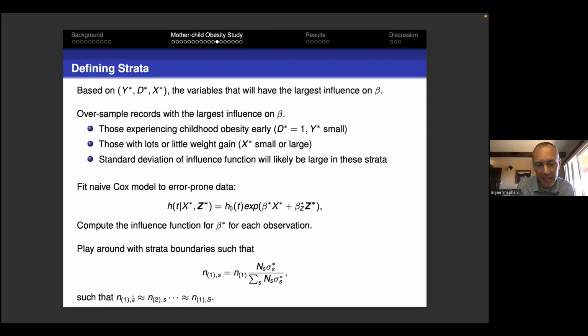So the S designates the strata. Actually, my notation is kind of bad there. The 1 here designates that this is our first wave of sampling, and these should all be 1s. And this should be S is 1, this S is 2, all the way up to big S, the number of strata.